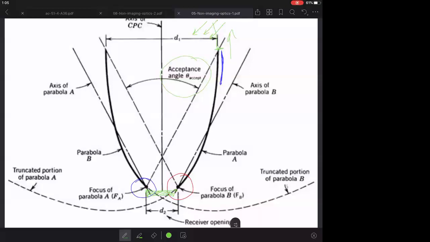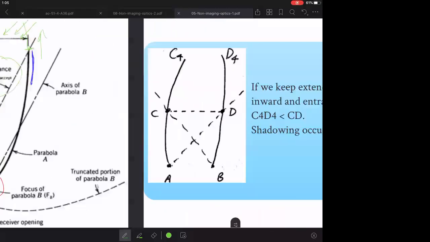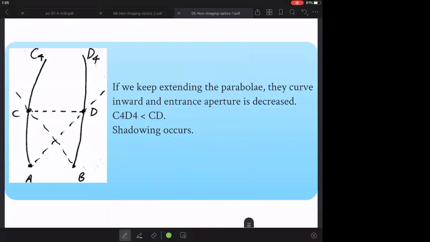Which you can see, right? You can see on the other side, because it's a parabola, it has to bend in, and then it would block the light. So there is an optimum height to the CPC. They curve inward and the entrance aperture is decreased. Another way to see it is you can see that C4D4 is now less than CD, which is maximum aperture. So the geometric concentration actually decreases.